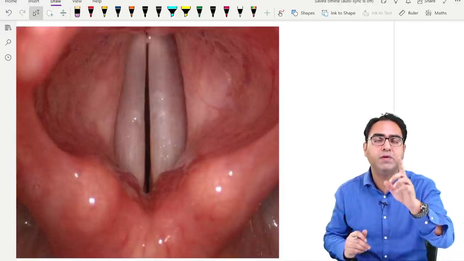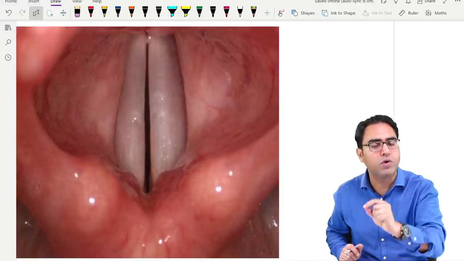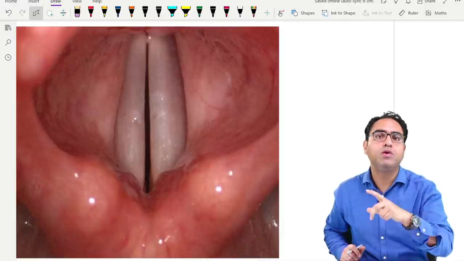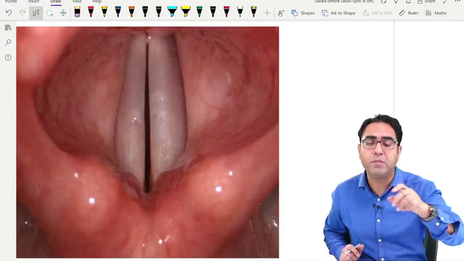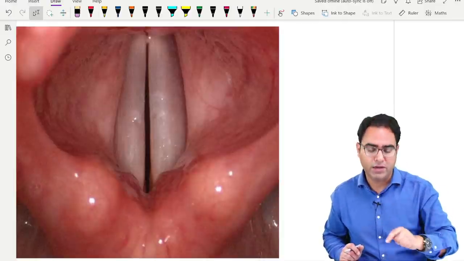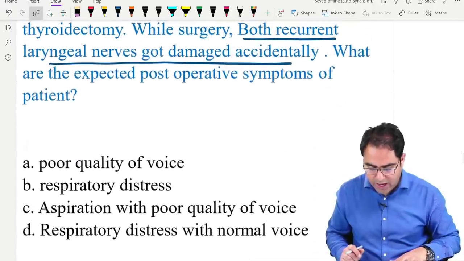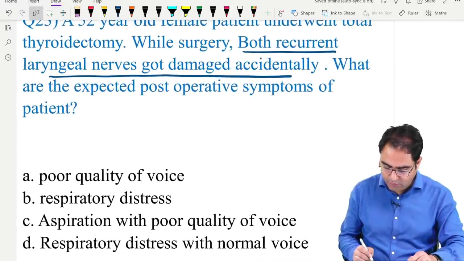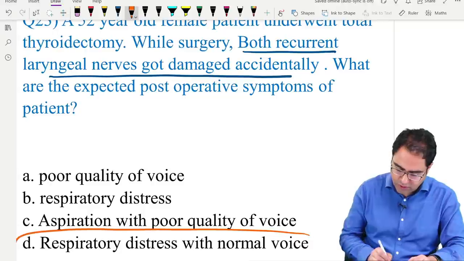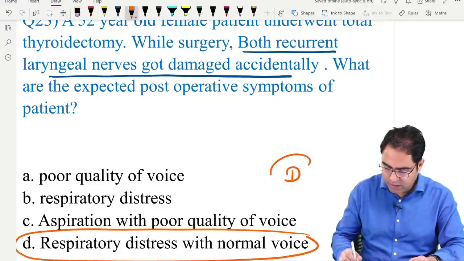Normal, beta. We breathe with open vocal cords. We speak with closed vocal cords. These are permanently closed vocal cords. So, voice will not be affected that much, but the breathing will be affected. So, the answer of this question is, if RLN got damaged, the answer will be respiratory distress with the normal voice, beta. D is the answer, beta.